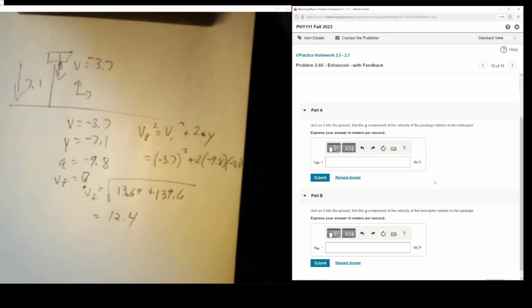And square root has a plus or minus solution. The velocity is going down. Should be technically negative.